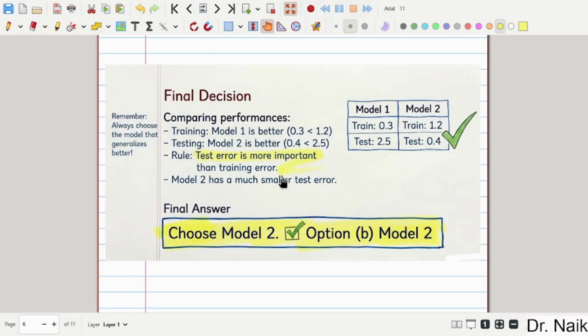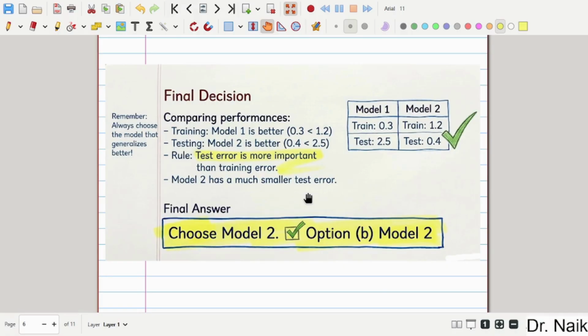So compare the training and test error. Model 1 is better in training error because 0.3 is less than 1.2, and model 2 is better in test error because 0.4 is less than 2.5. We always give test error more importance. Therefore, model 2 has a much smaller test error, so we will always choose model 2. Remember, always choose the model that generalizes better.